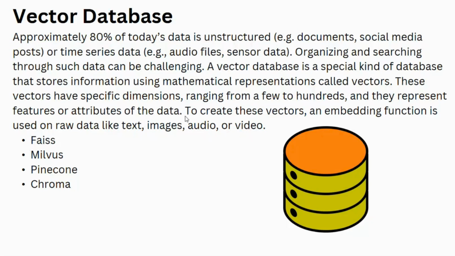There are different types of vector databases like FAISS, Pinecone, and Chroma, and these are the different vector databases available in the market. Chroma is open source, and some are paid versions.